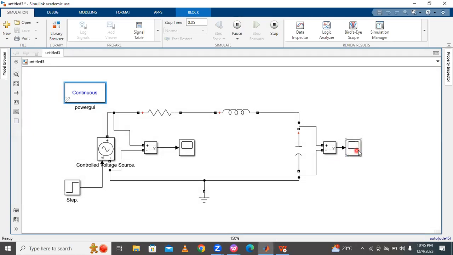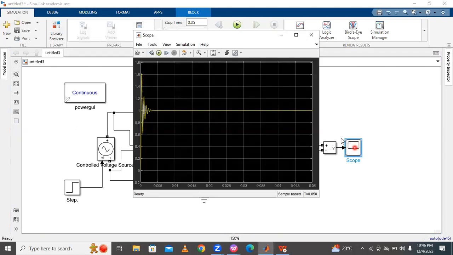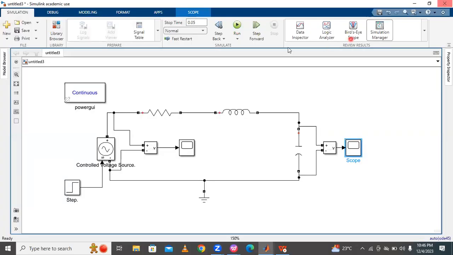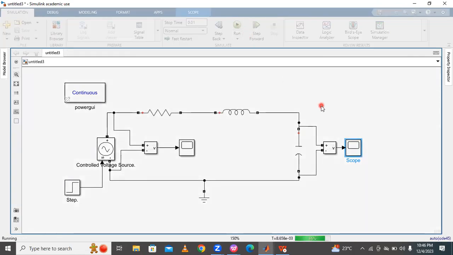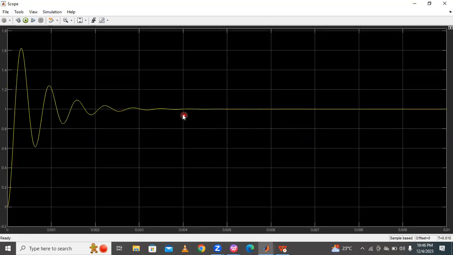Compiling is completed and we open the output scope. So this is our output. Change the time from 0.05 to 0.01 and simulate. Then open the scope. So this is our response. For the 100 ampere system, we will get this type of response.